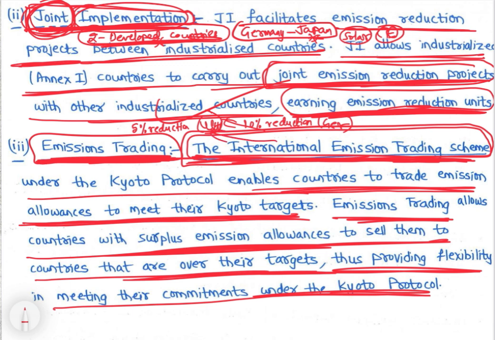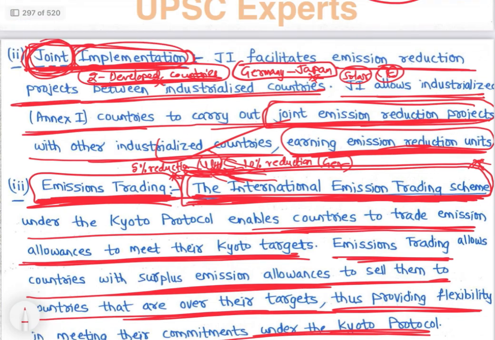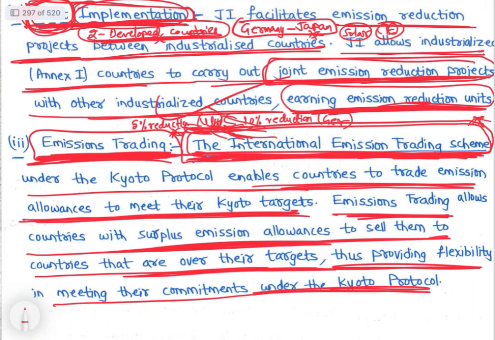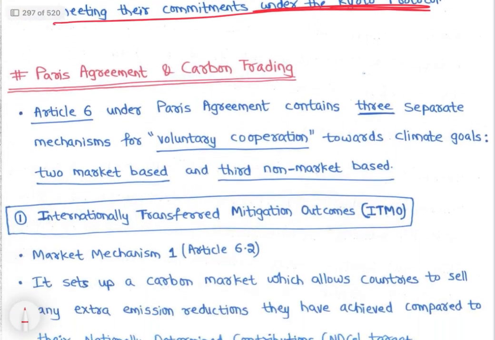So that is emissions trading. That is just like a cap and trade type of model, right? So emissions trading, the international emission trading scheme, is between two countries, they can trade their CO2 credits, right? So their targets will be met. Germany has already fulfilled its targets. It can sell to the US, which cannot reduce 5%. So by buying, it can fulfill its commitments, right? So these are the three mechanisms.